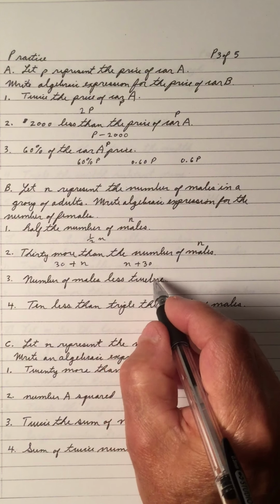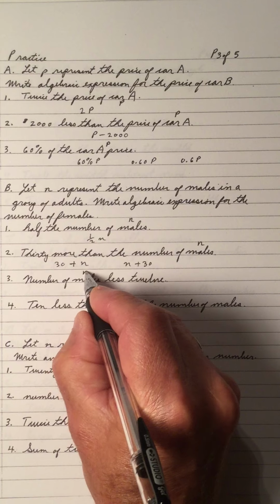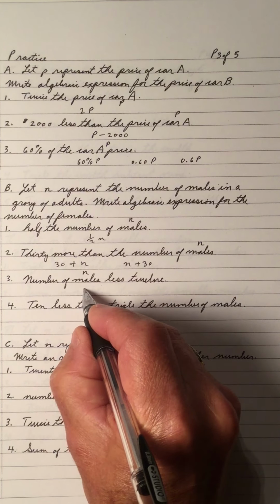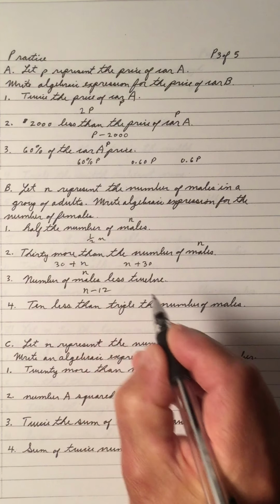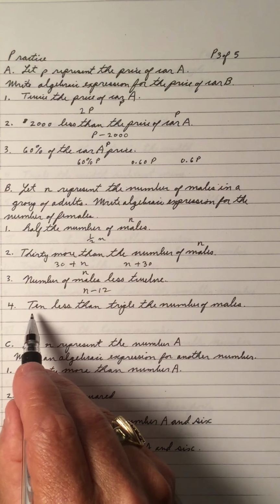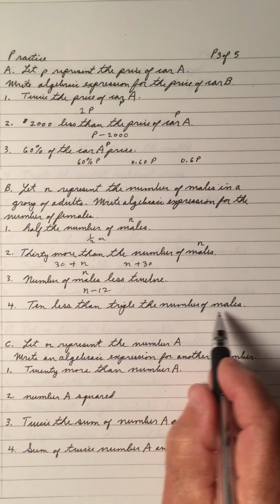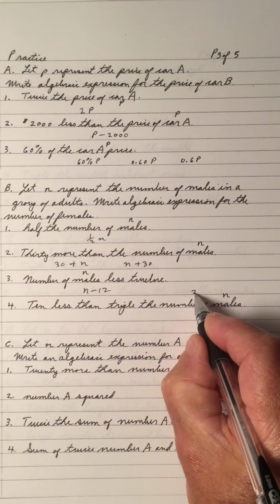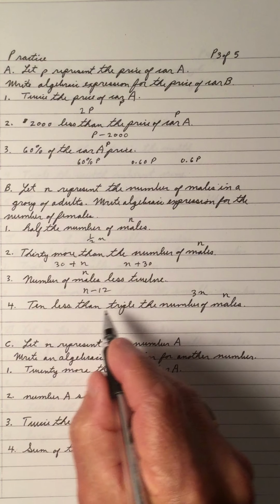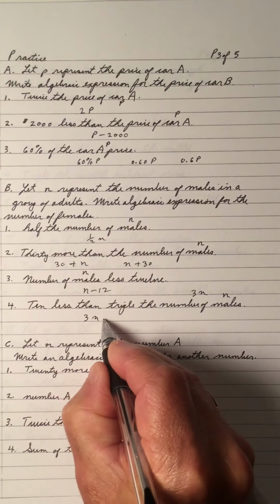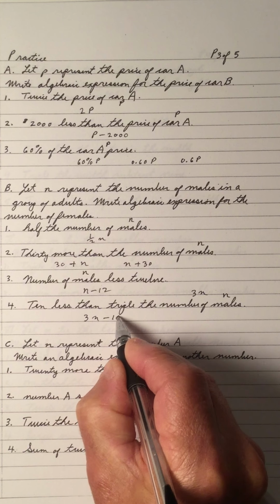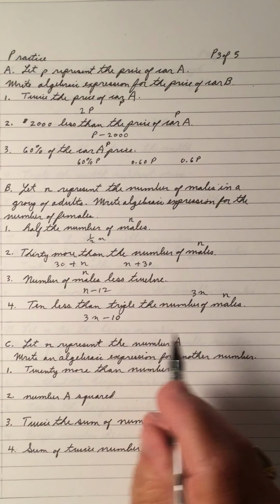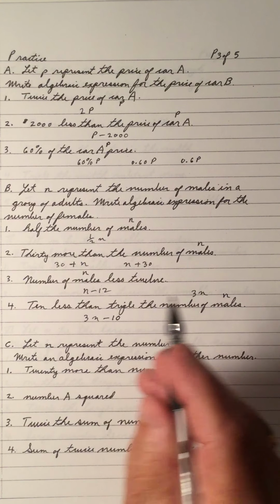C, the number of females is the number of males less 12. The number of males is N, so it's N minus 12. D, the number of females is 10 less than triple the number of males. The number of males is N, so triple is 3N. Less than reverses the order, so it's 3N minus 10. Again, you can see two unknowns here: the females are in terms of the males.